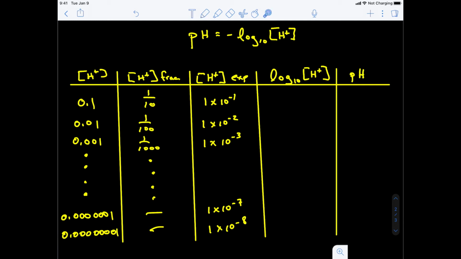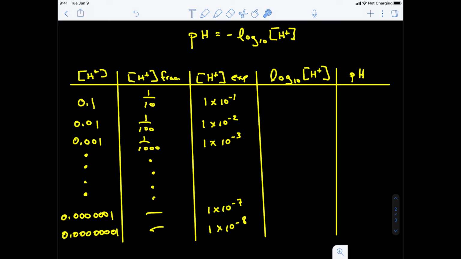All right, so let's start by looking at this for a second. What have I done? I've written a series of concentrations in this first column, and I've started with a higher concentration, and then I've progressively gone by a factor of 10 to smaller concentrations. So as I go from the top of the column to the bottom of the column, these numbers are getting smaller. That means that these numbers here in the exponential form are also getting smaller as we go from the top to the bottom.